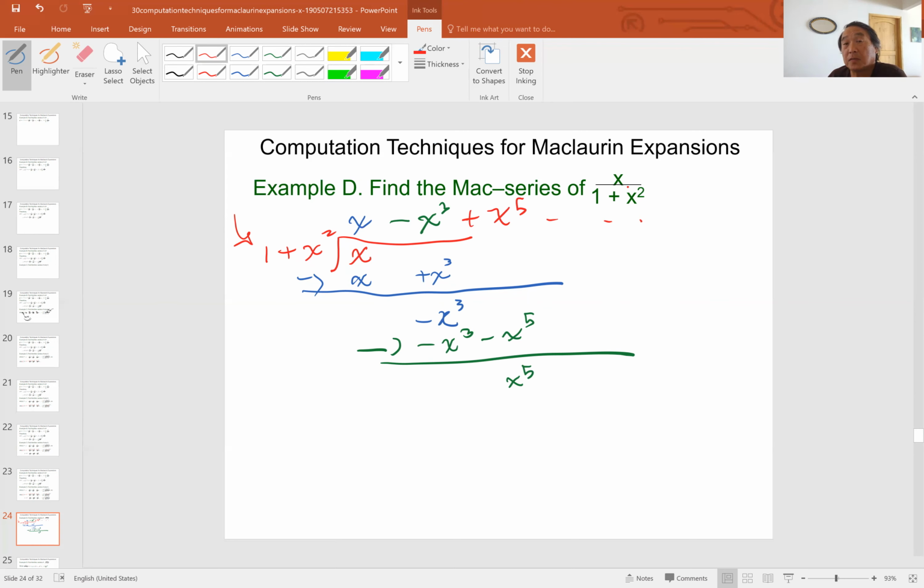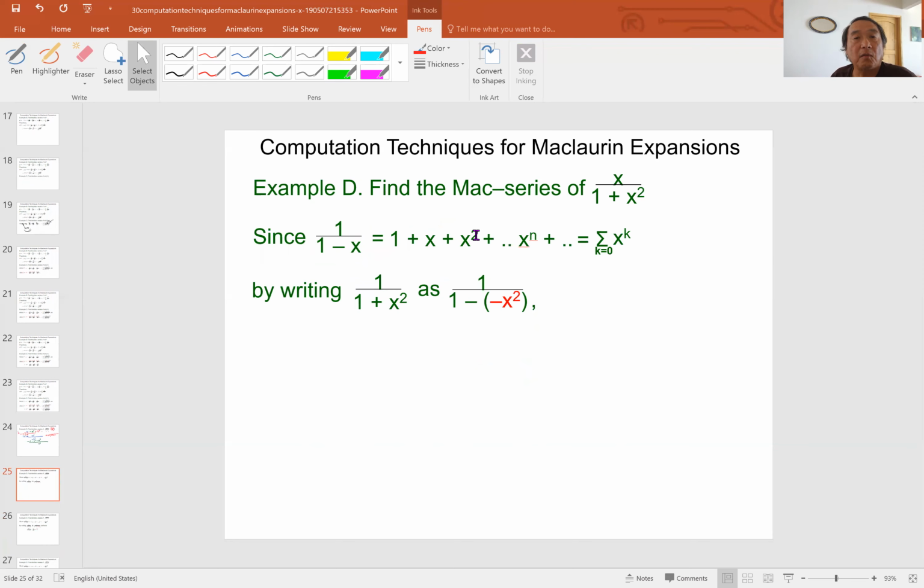You can do this for every polynomial p of x divided by q of x. You set up p of x and q of x as such, just like long division, but remember to put the large degrees to the back and the small ones in the front, then start the division. So this is one way to extract the Maclaurin series.